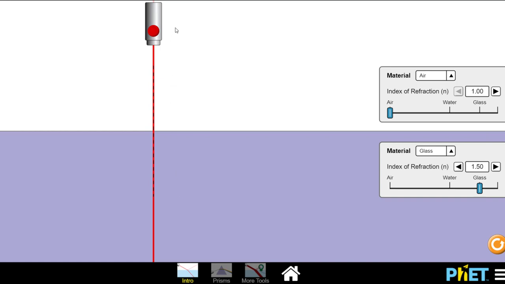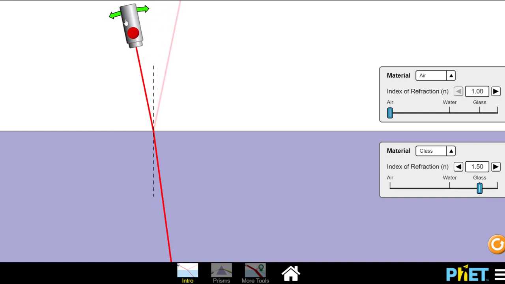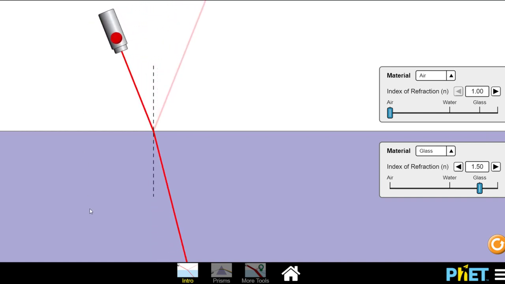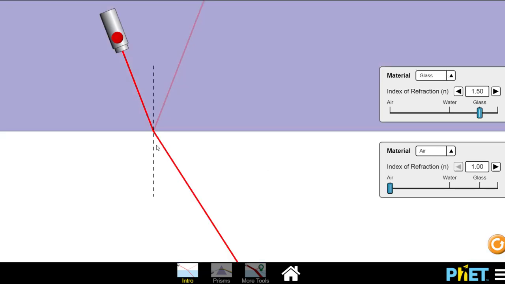So let's rotate the light source round a little bit. Notice that two things are happening. Firstly, we're getting some of the light reflected back. This partial reflection obeys the laws of reflection. In other words, it reflects at the same angle from the normal as the incident ray. But for now, we're more interested in the ray that continues into the block. Notice that it has changed direction and bent towards the normal. If I swap the materials round and have the light going from glass into air, notice that the opposite effect occurs. The light has got faster and bent away from the normal.